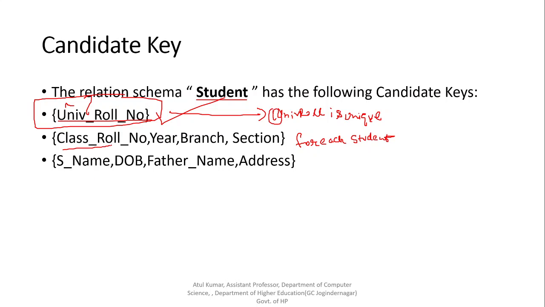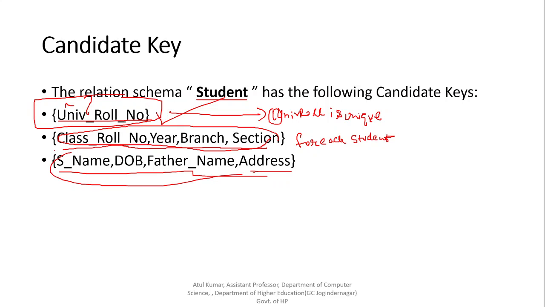Second is class roll number, year, branch, section. These attributes can be taken as a candidate key. So the first candidate key for this relation is university roll number, the second is class roll number, year, branch and section. The next candidate key may be student name, date of birth, father name and address. Even if the student name, date of birth and father name are the same, the address may be different. So the combination of these four can also be taken as a candidate key. So there are three candidate keys for the relation student.